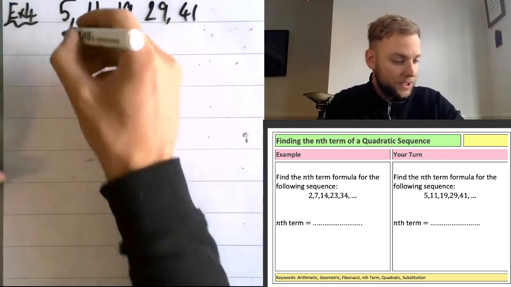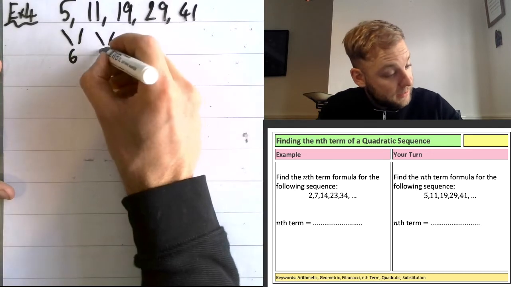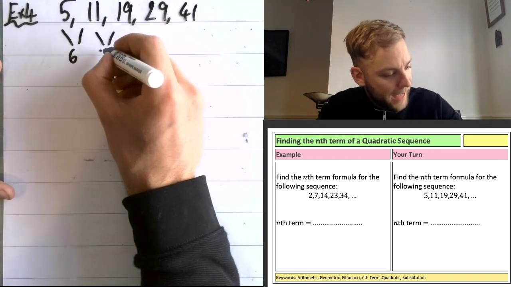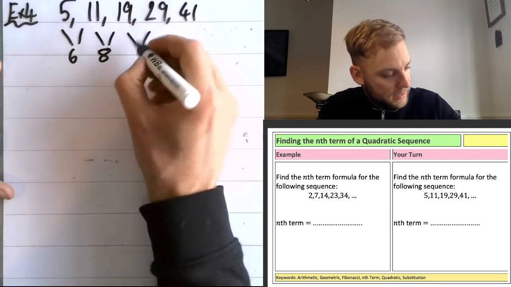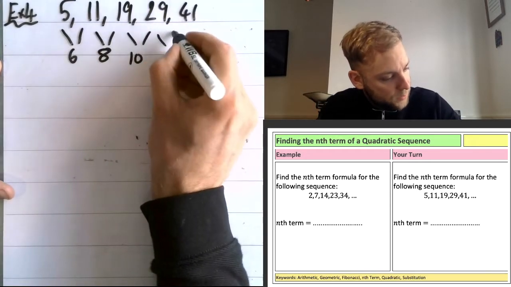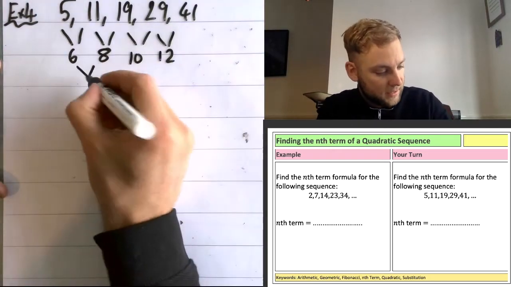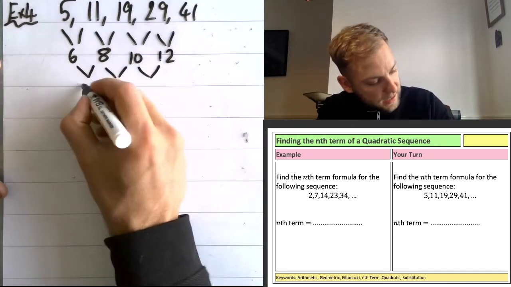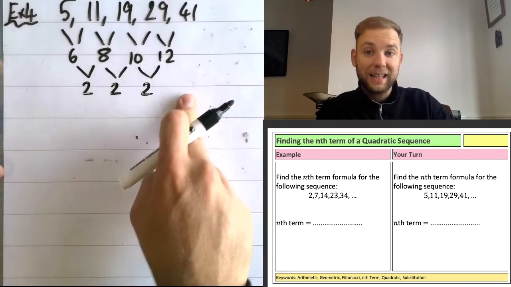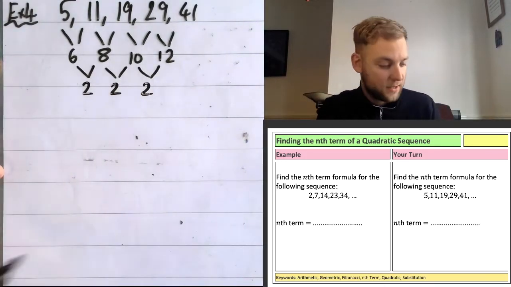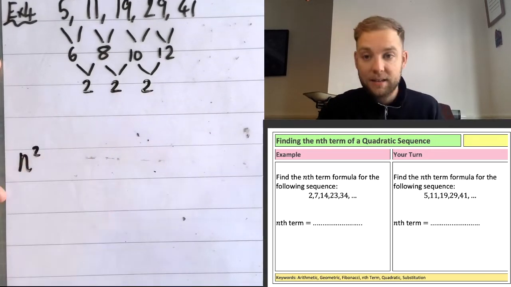So what am I going up by each time? So the first one is 6. This one here is 8. This one here is 10. And this one here is 12. So my first difference isn't the same. So I find out my second difference, which in this case is 2. Remember, I halve my second difference, and that's the number in front of my n squared. So half of 2 is 1. So it's going to be 1n squared.